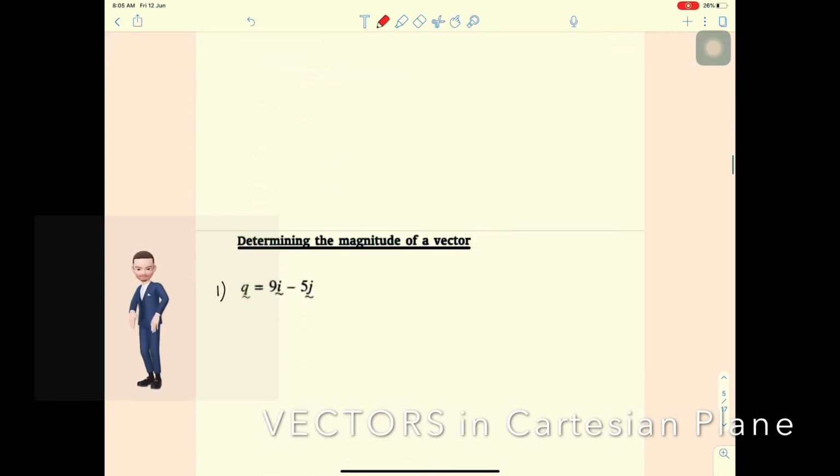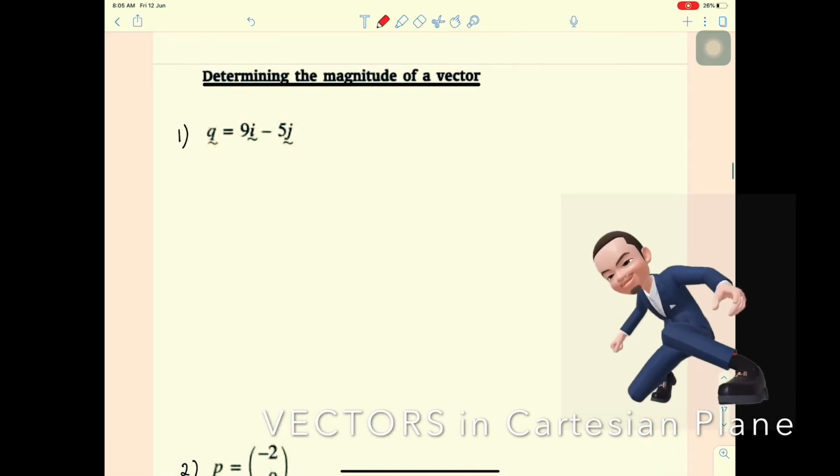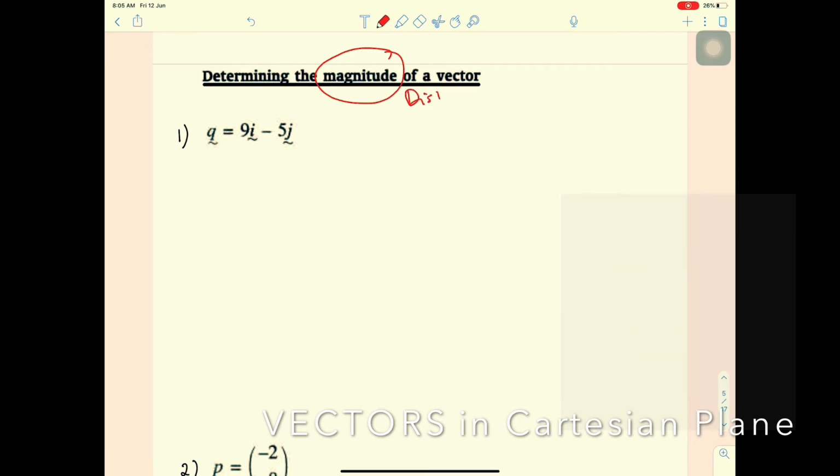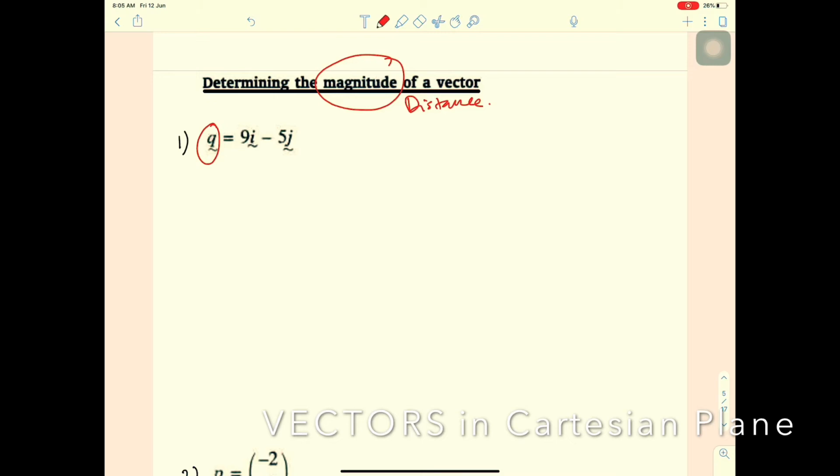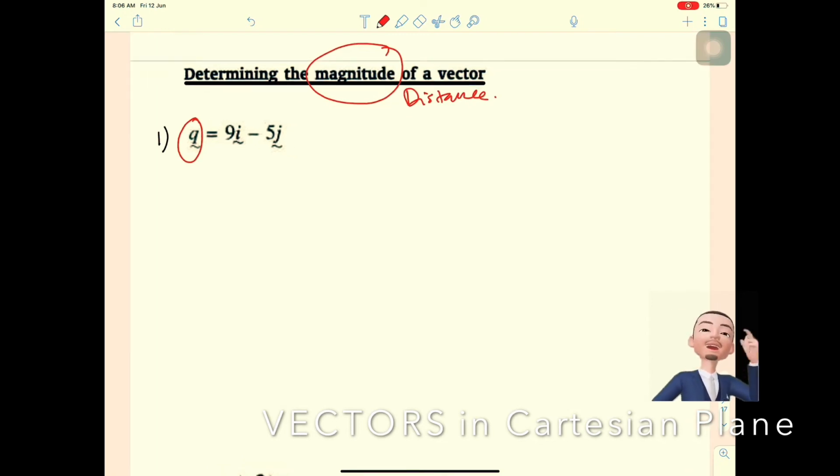And then how to determine the magnitude. Remember, the magnitude is the distance of the vector. Let's say vector q is 9i minus 5j. By using the formula of distance in coordinate geometry, this is how we determine the magnitude.